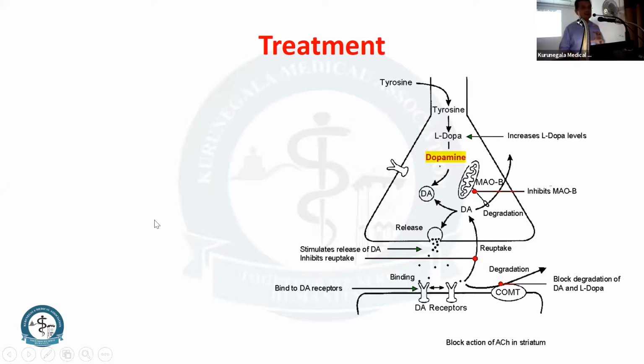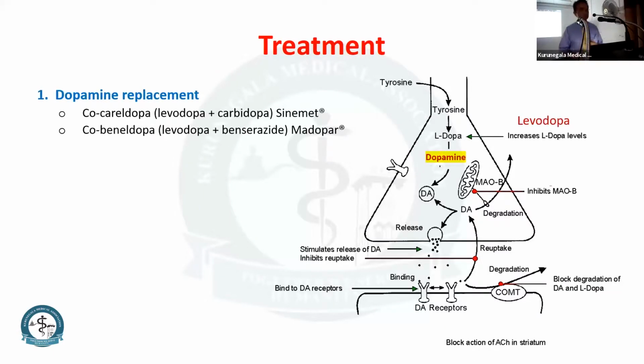Now, all the strategies in Parkinson's disease are to increase the concentration of dopamine, because dopamine is depleted in the brain. So you want to either replace it or maintain it, sustain it as long as possible. So all the strategies are for that. Let's go through that. How can we replace dopamine? We use dopamine replacement in terms of what we call levodopa. So combine levodopa with carbidopa, levodopa with benserazide.